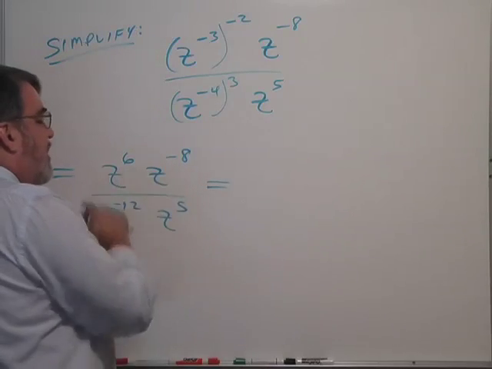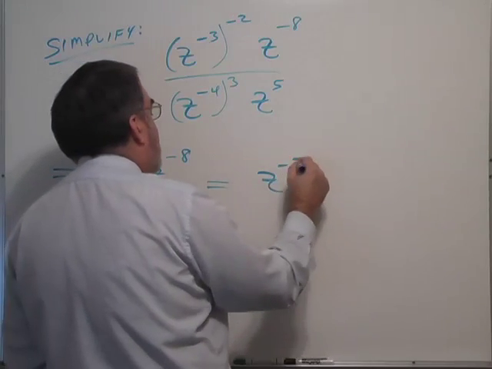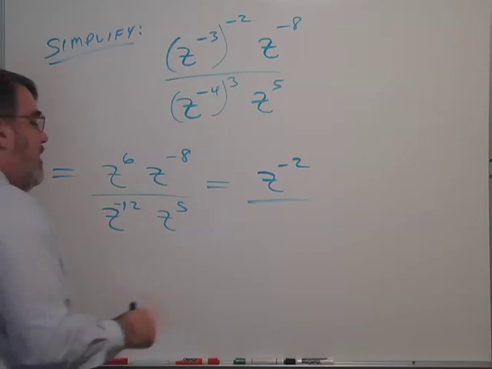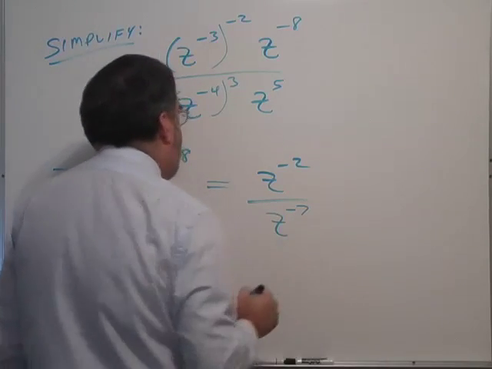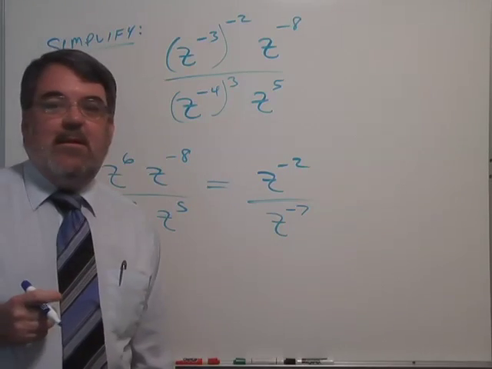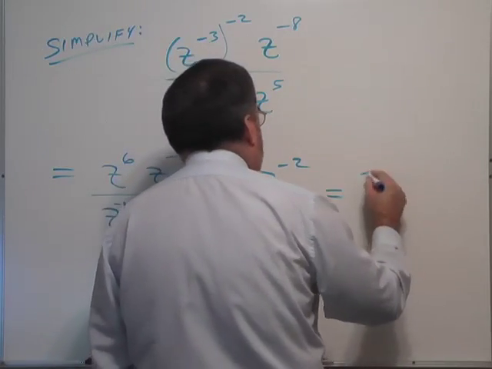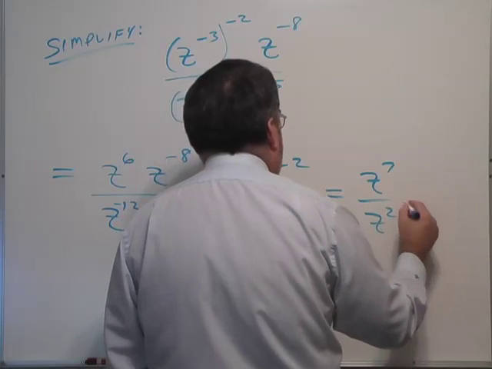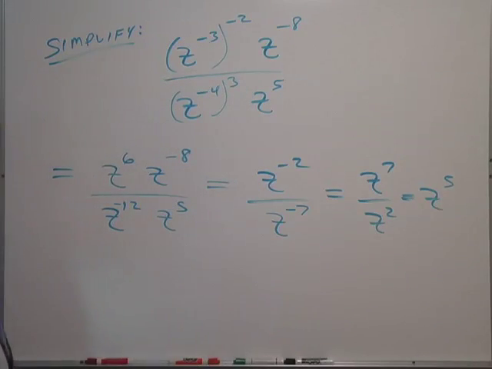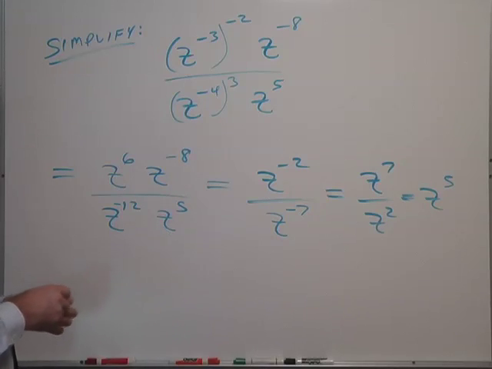So z to the 6 times z to the minus 8, we add exponents. 6 plus negative 8 is negative 2. And z to the minus 12 times z to the fifth is z to the minus 7th. Okay, well actually that looks like our first problem, doesn't it? That I did in this video. You could switch positions around, z to the 7th over z squared, and we get z to the 5th power. So just like we did before, except that was with x's. Anyway, that's one way of doing this problem.